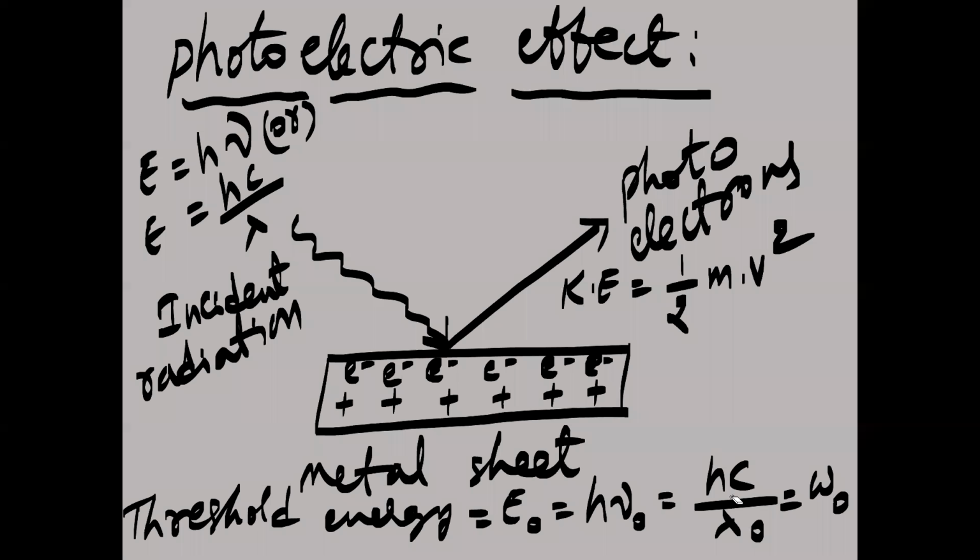When radiation with a certain minimum frequency, called threshold frequency, strikes the surface of a metal, electrons are ejected from the surface. So when radiation with a minimum frequency h nu naught strikes the metal surface, the electrons will be emitted. Now the kinetic energy of the photoelectrons emitted will be equal to the difference between the energy of the incident radiation and the threshold energy. The threshold energy is related to the metal.